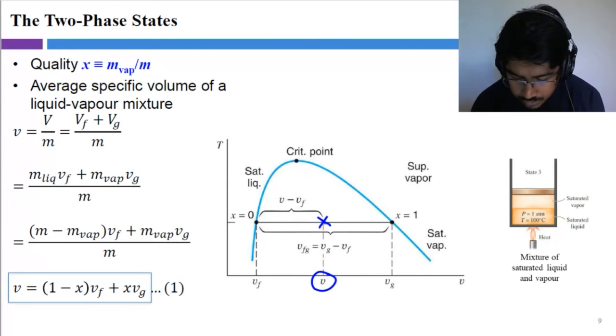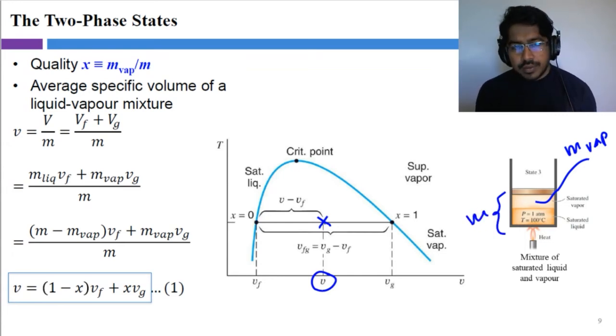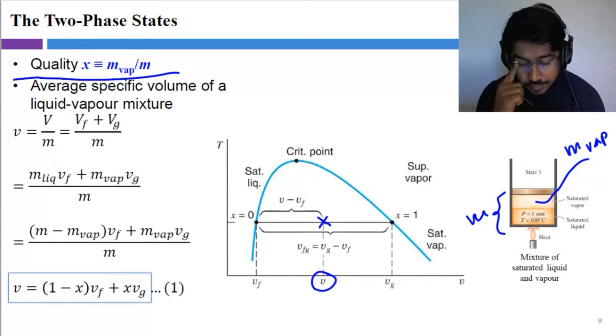So let's say this is m vapor and the total mass of the substance is m. What quality does is it gives us the ratio between these two masses, right? You can see it here from the definition.